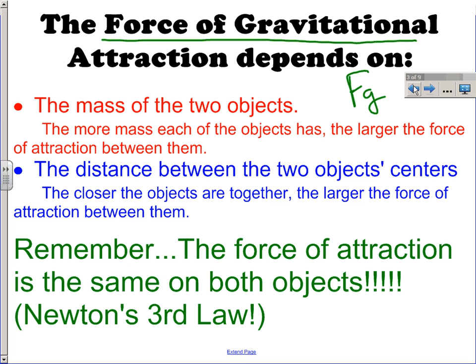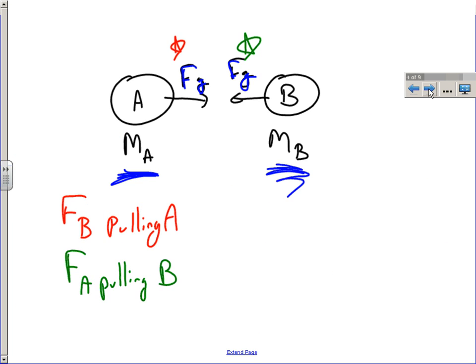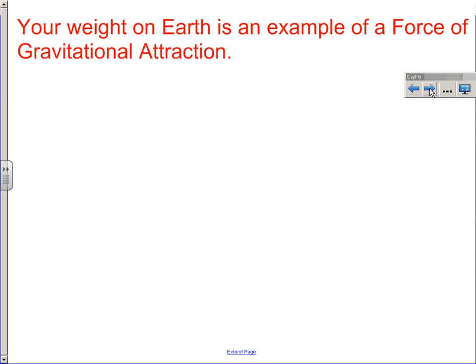The red tells us about the mass, and the blue tells us about the distance. And then the green down at the bottom is the reminder that the force is equal on both objects. So this all seems a little bit counterintuitive. It's probably easiest if we think about this example here. Your weight on Earth is an example of a force of gravitational attraction.